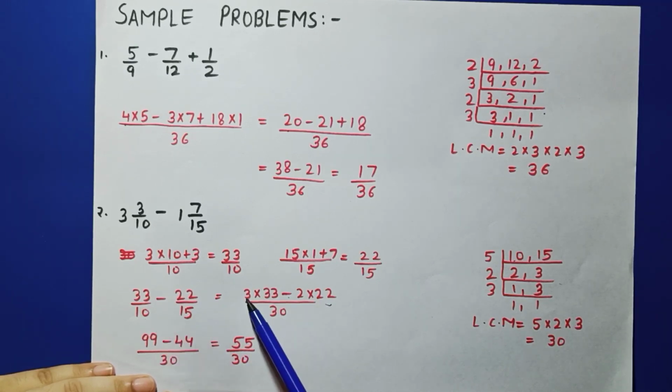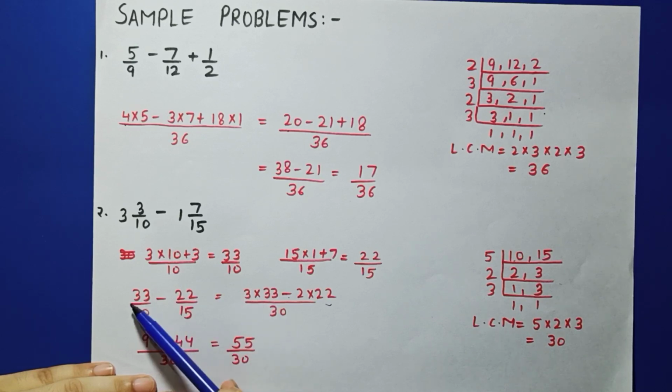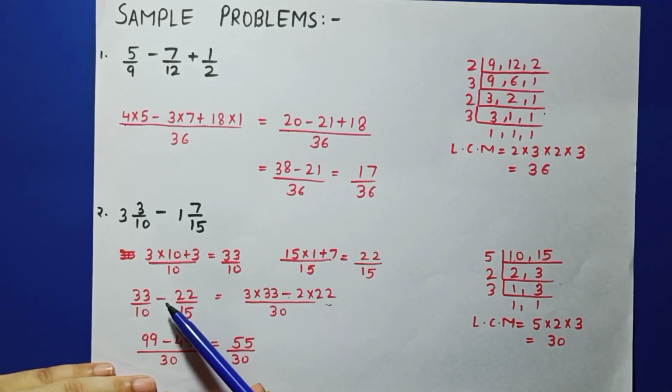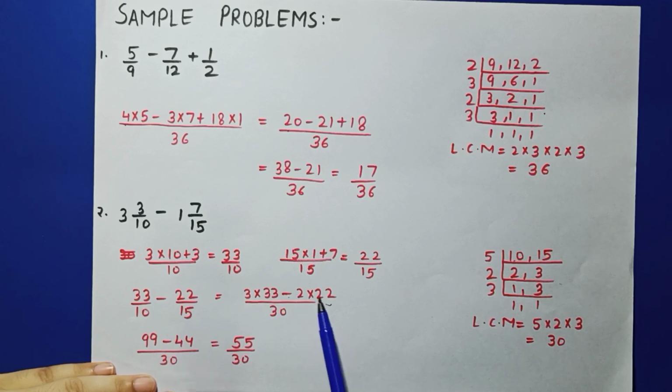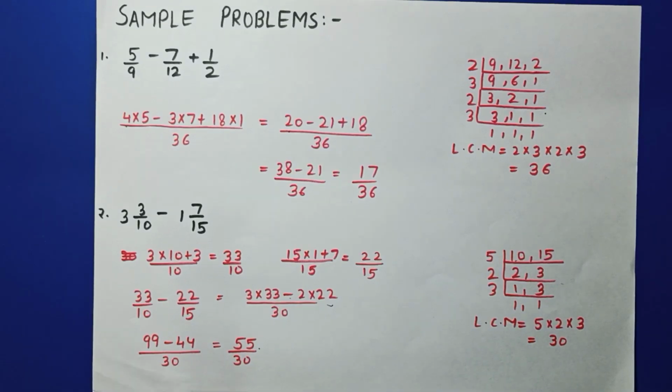So 10 3s are 30, 3 into numerator, that is 33. Then we'll divide 30 by 15, the answer is 2. Then we'll multiply this 2 with the numerator, so 2 into 22. Now 33 into 3, that is 99, minus 22 into 2, that is 44. So 99 minus 44 is 55, 55 upon 30 would be the answer.